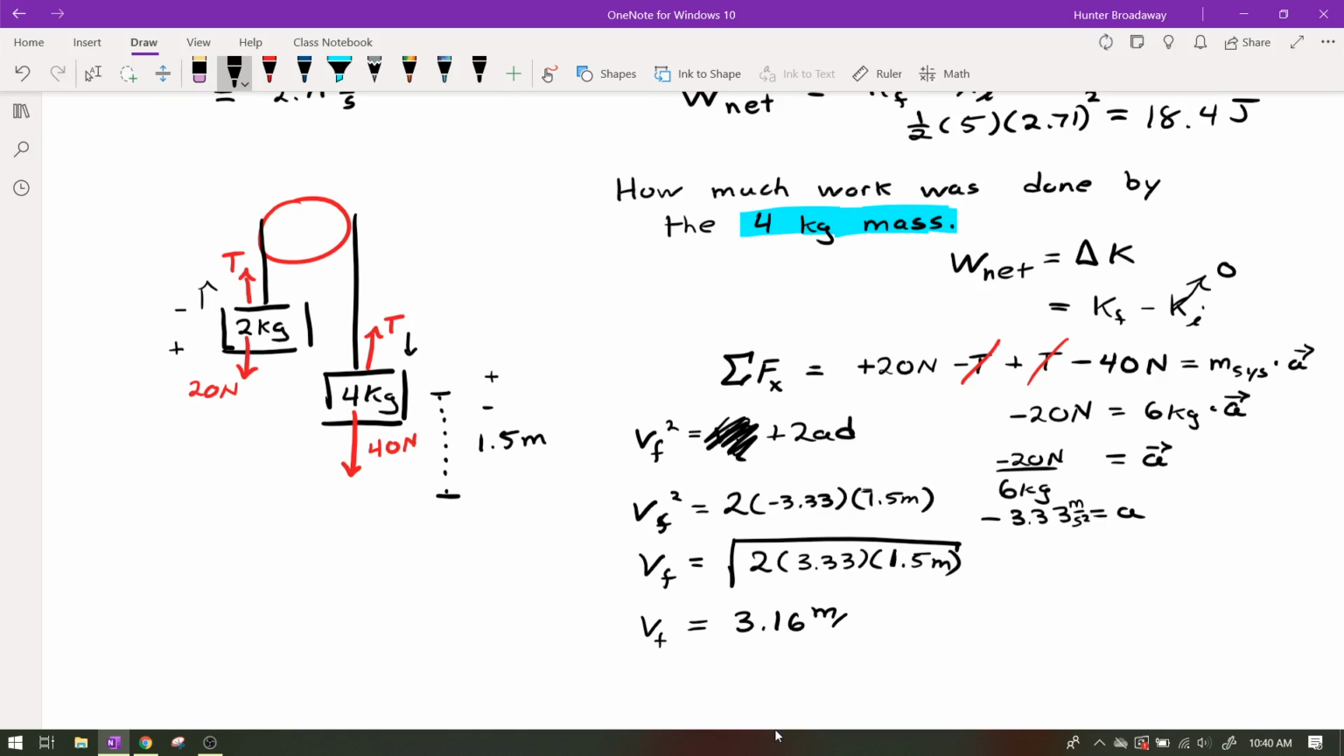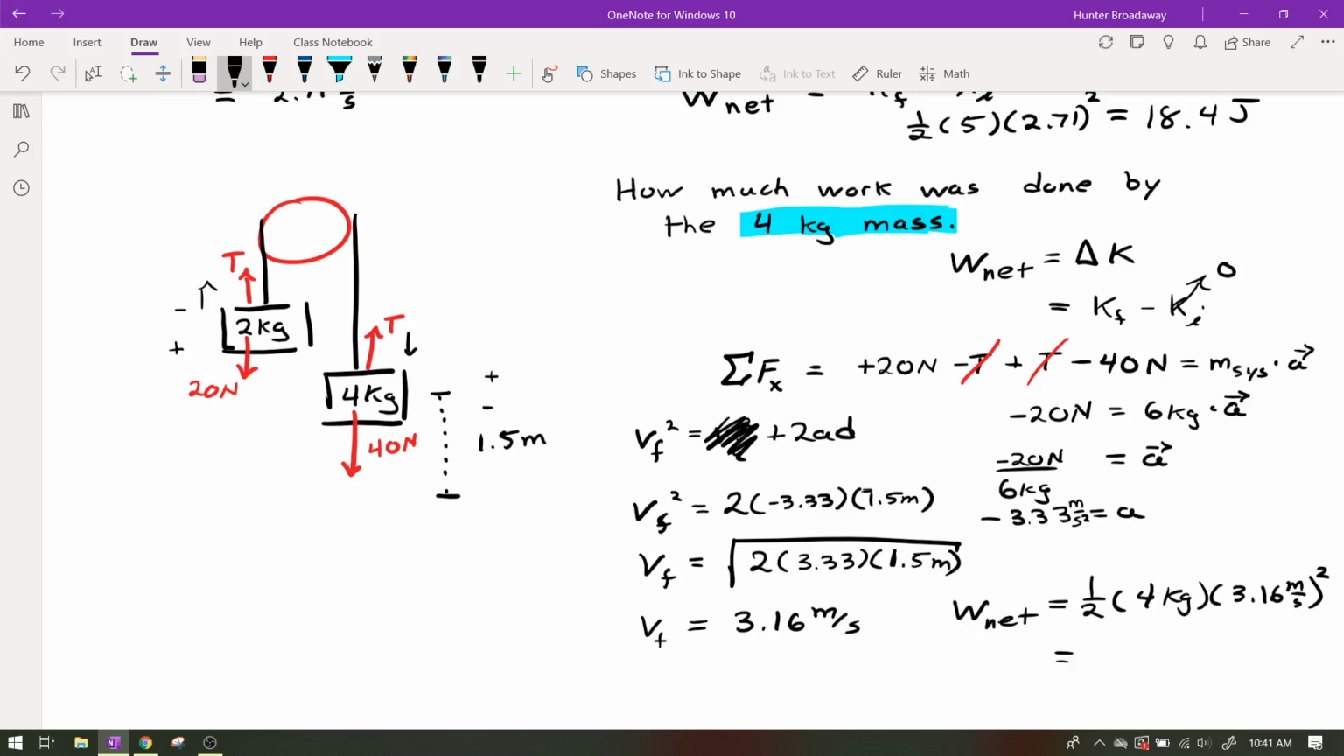3.16 meters per second. Is everybody okay with that? Okay. So our final velocity is equal to 3.16 meters per second. We can now find the work being done on the object by using the net work, finding the kinetic energy. So the net work is going to be equal to 1/2 the mass of just the 4 kilogram block times 3.16 meters per second squared.